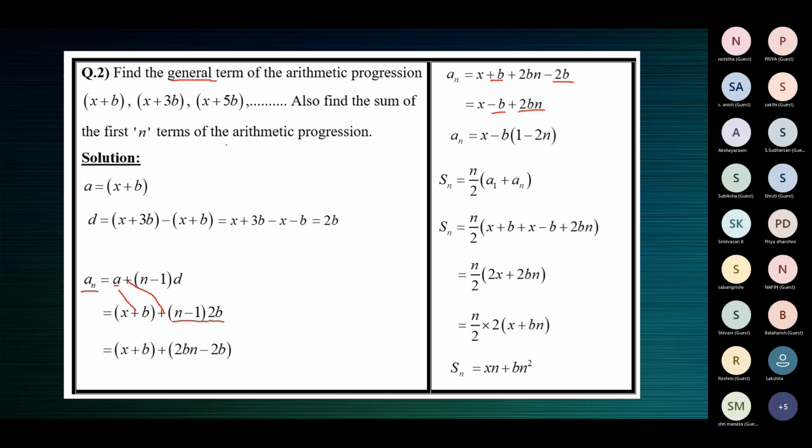Or since the first term has x here, the first term has some x factor in it, I've just taken out b common between these two. You can leave the answer here, children. Just because these two have b in common, I've written x minus b common, 1 minus 2n. Minus b into 1 is minus b. Minus into minus is plus, and b into 2n is 2bn. You can leave your answer here also.